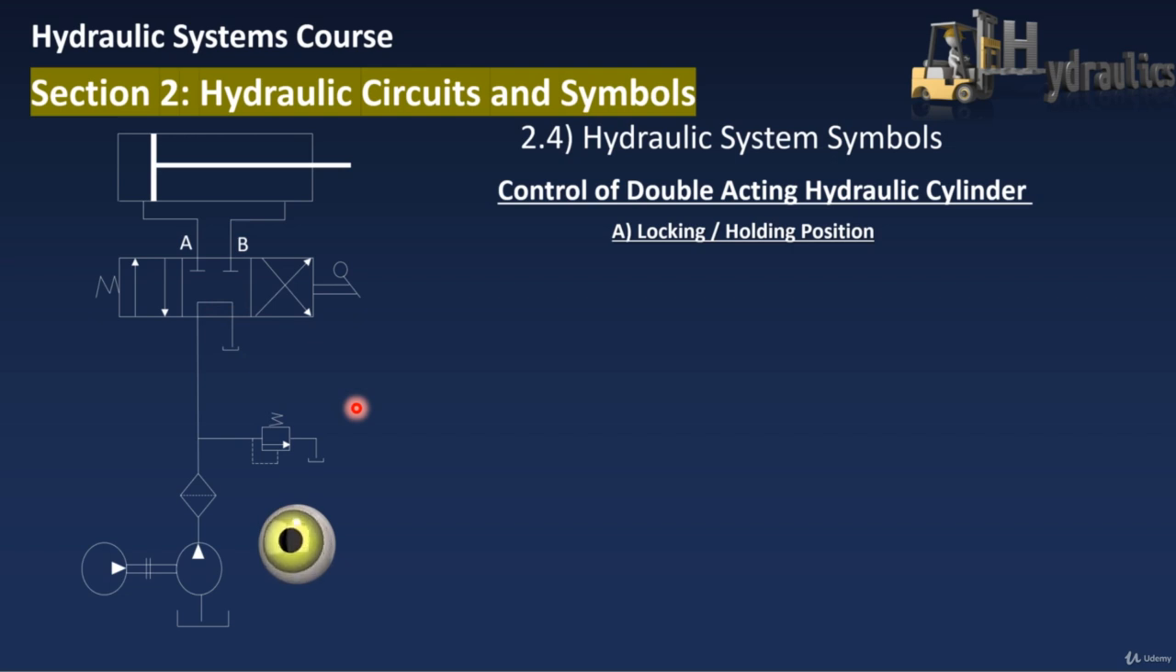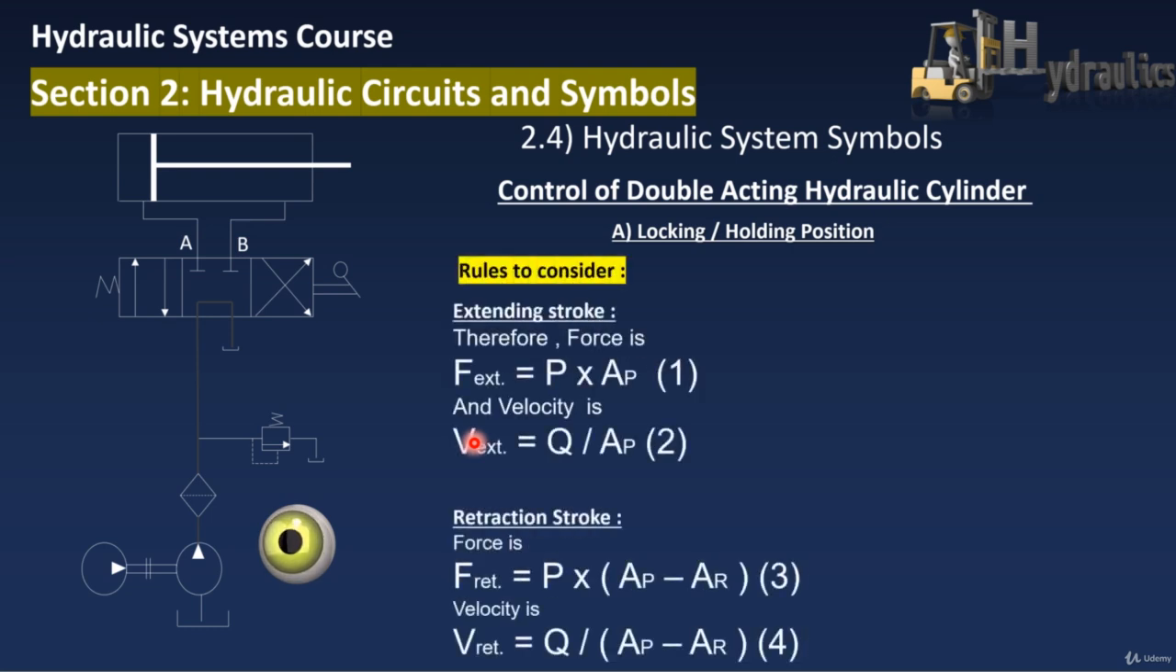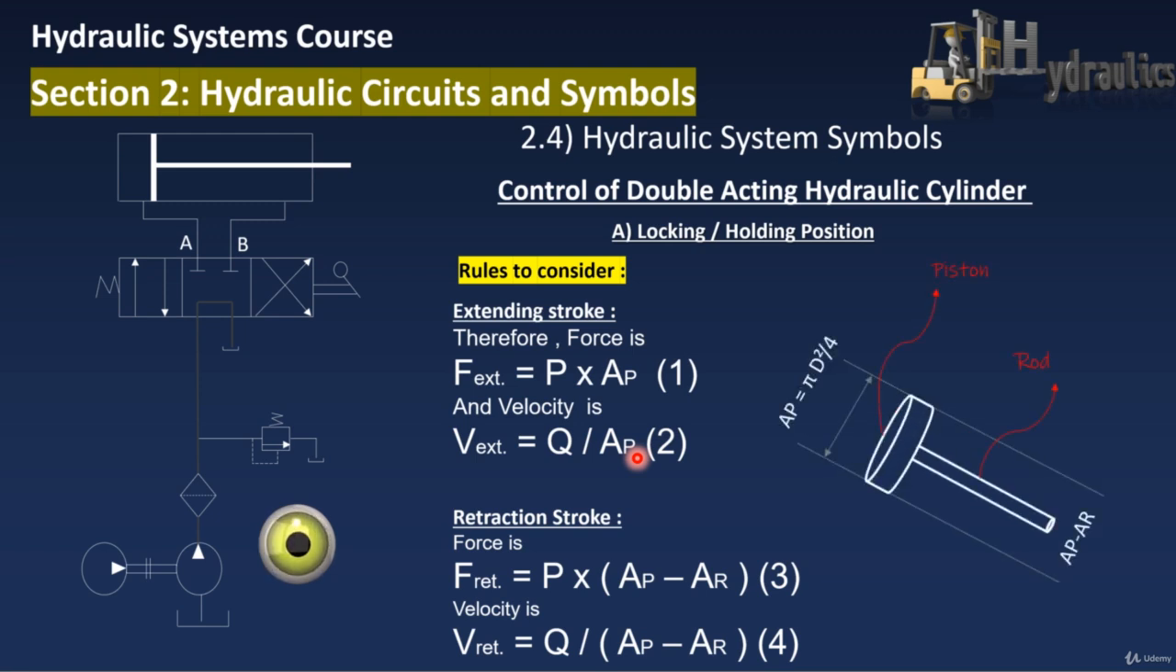Before going to the other positions, let's refresh our understanding of some of the rules. Extending stroke: F extension equals P multiplied by area piston, and the velocity will be the flow rate divided by area piston. For the retraction stroke, we'll have F retract equals pressure multiplied by area piston minus area rod, and the velocity will be flow rate divided by area piston minus area rod.